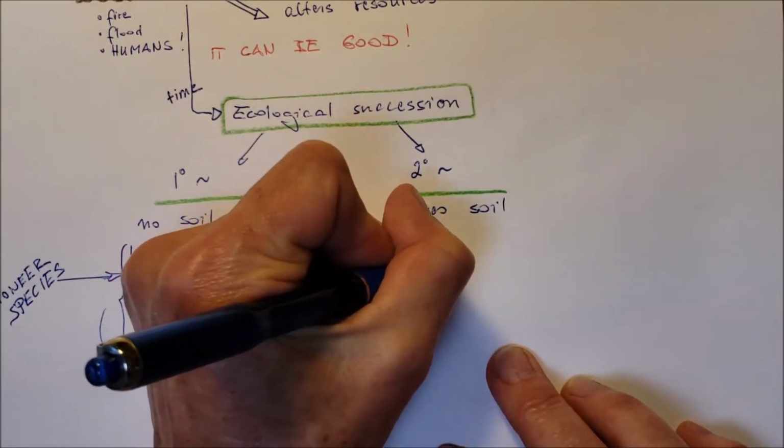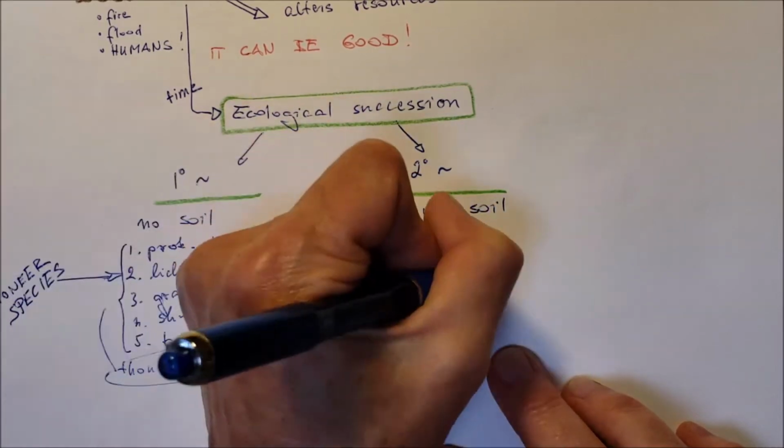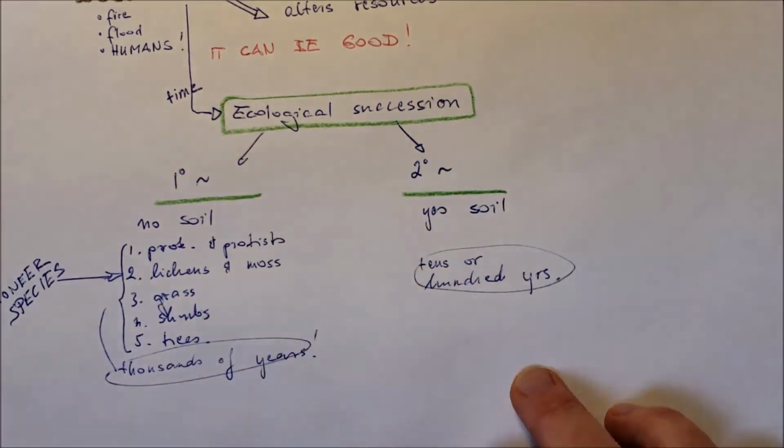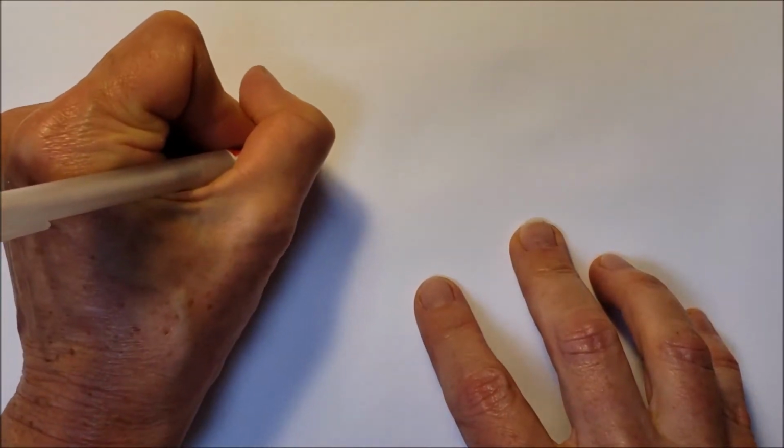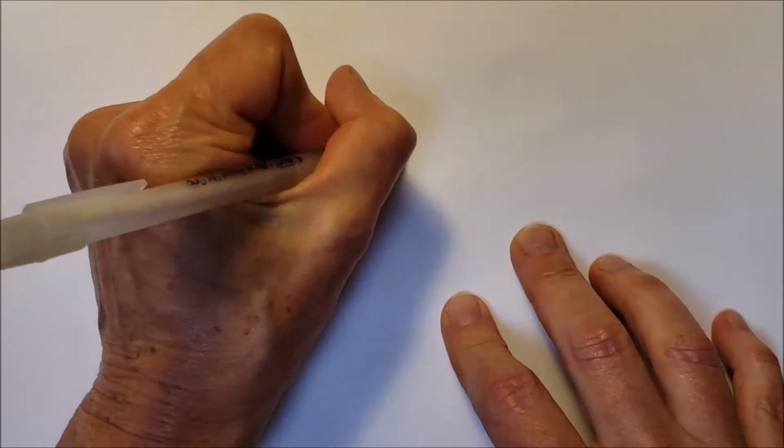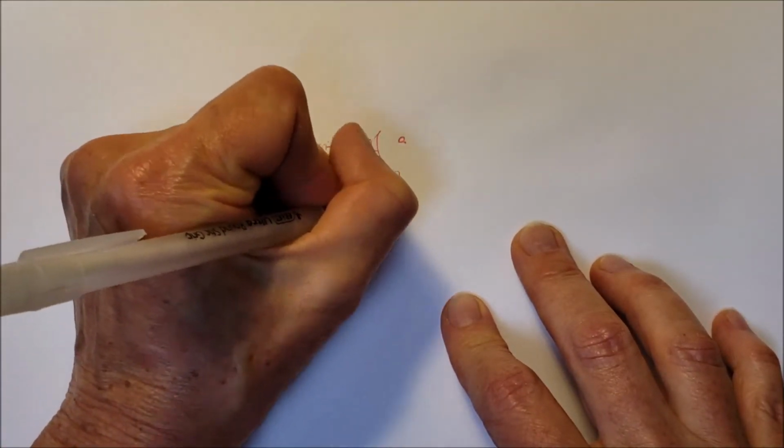The secondary succession contains soil, and it takes tens to 100 years for them to recover. An example for secondary is a forest fire.